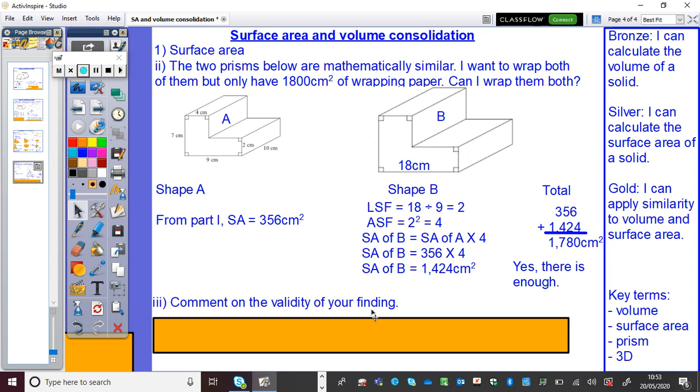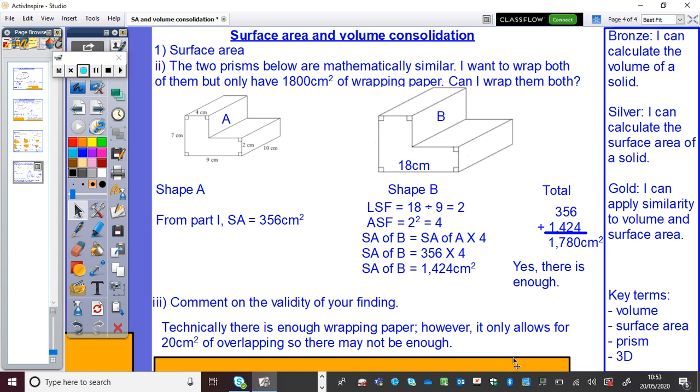Now some of you are thinking, well, actually, that probably wouldn't work. Hence part 3. It says comment on the validity of your finding. My maths was fine there, there wasn't a problem. But they're asking, would you be able to do that in the real world? Because what's the point of us being able to calculate this if it doesn't work in the real world? So I said technically there is enough wrapping paper. However, it only allows for 20 centimeters squared of overlapping. So there may not be enough.